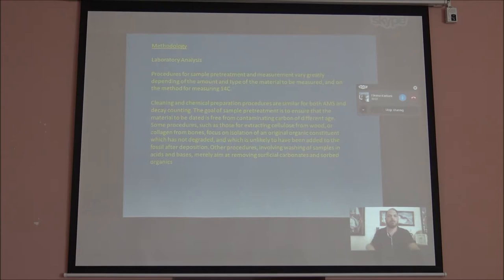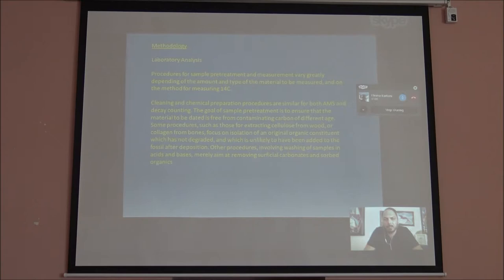The procedure for sample pre-treatment and measurements varies greatly depending on the amount and type of material to be measured and the effort for measuring the carbon-14. Cleaning and chemical preparation procedures are similar for both accelerator mass spectrometry and decay counting. The goal of treatment is to ensure the material to be dated is free from contaminating carbon of different age.